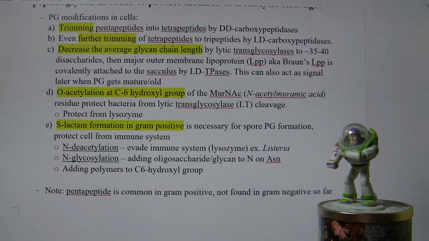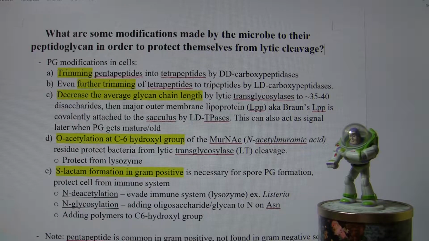And here is a really important point I wanted to note. Pentapeptide is common in gram-positive, but it is not found in gram-negative so far. Which means that whatever I mentioned up here, the trimming process and the regulation-like process, does not really occur. Trimming pentapeptide here does not occur in gram-negatives. So far, we haven't seen it yet.